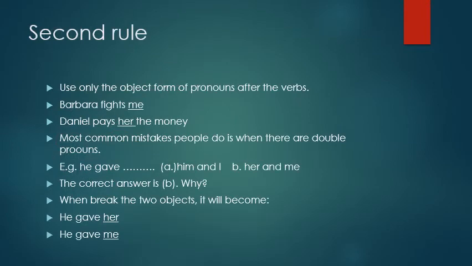Number 2. Use only the object form of pronouns after the verbs. After the verbs. So we have Barbara fights. If there's the verb, we have me, the object form of I, which is me. You don't say Barbara fights I. Barbara fights she. No. You say Barbara fights me.